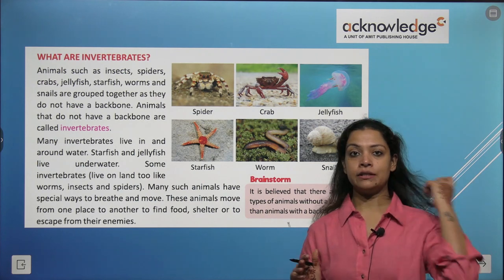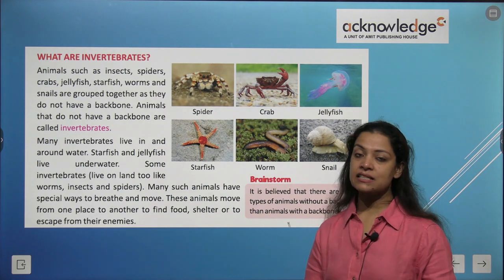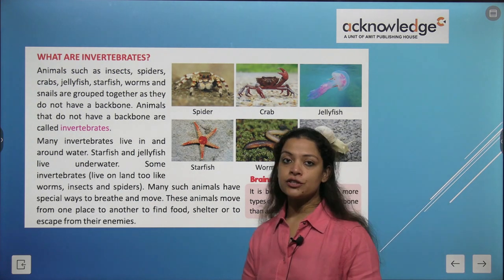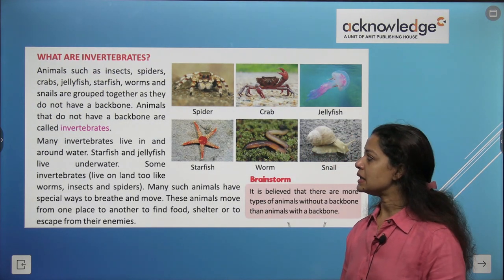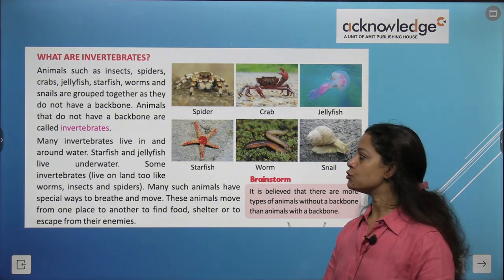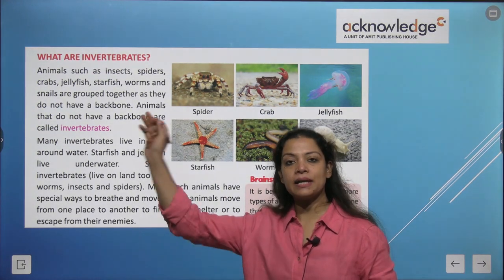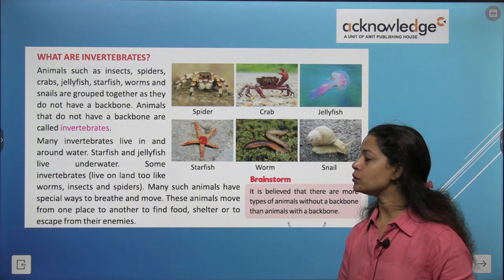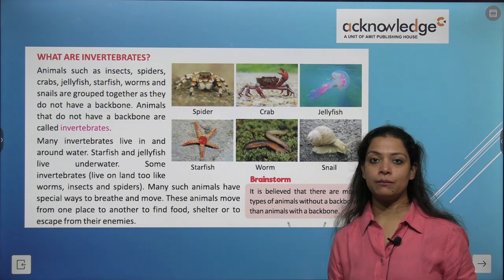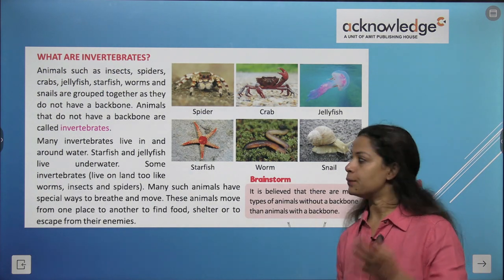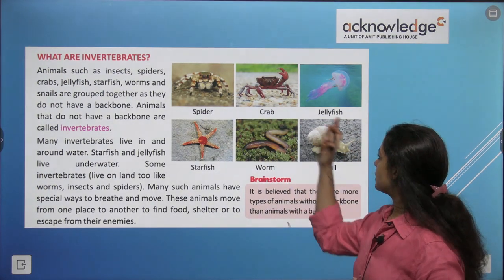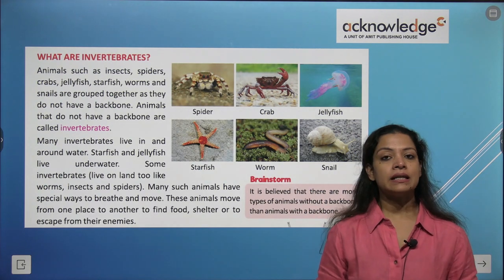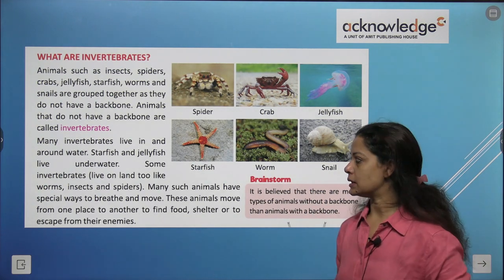So what are invertebrates? Animals such as insects, spiders, crabs, jellyfish, starfish, worms, snails, they are grouped together which do not have a backbone. इस type के animals में backbone नहीं होता and they do not have a backbone. Which animals don't have a backbone, they are called invertebrates. So you can see spider, crab, jellyfish, insects, worms, ये invertebrate category में आते हैं.